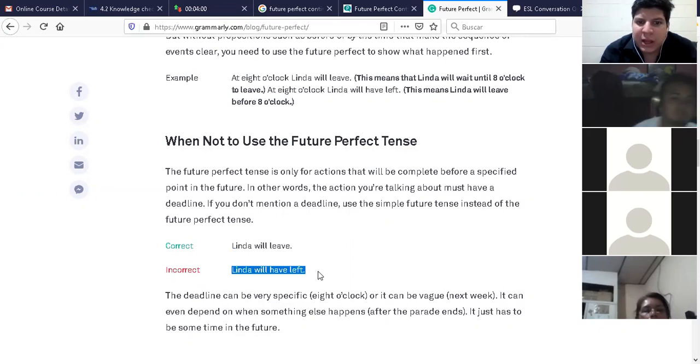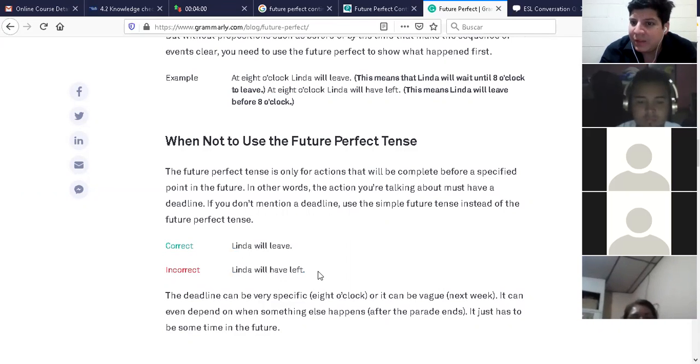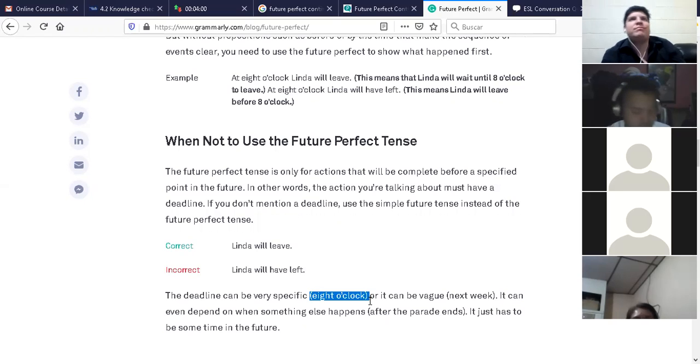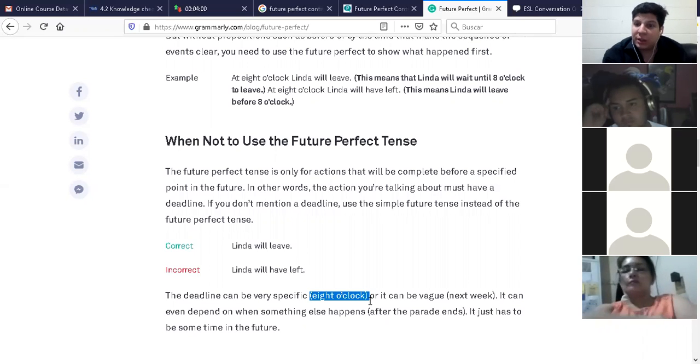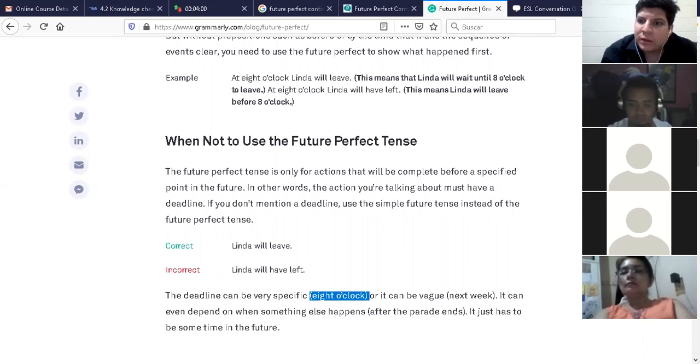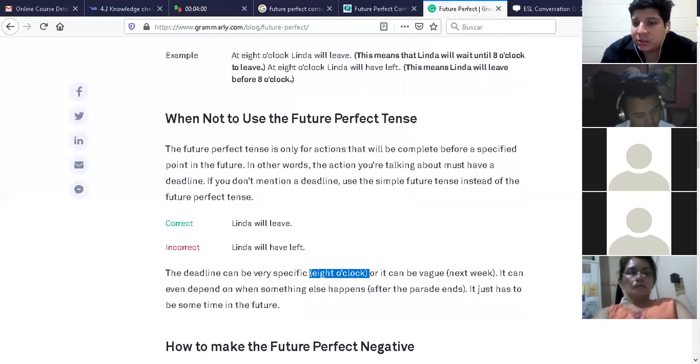So "Linda will have left" or "Linda will have been leaving" is incorrect because you don't have a time expression. It's the same rule as in the past perfect. I had traveled is a situation in the past, so yes, you kind of need it on that one. It is not 100% needed, but it is recommended for you to have a time expression.